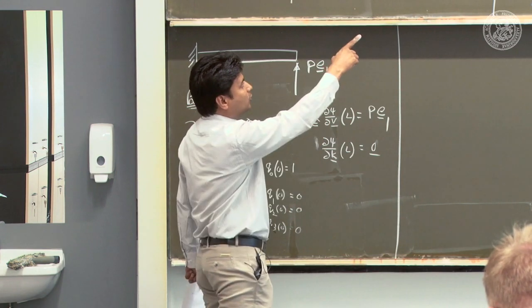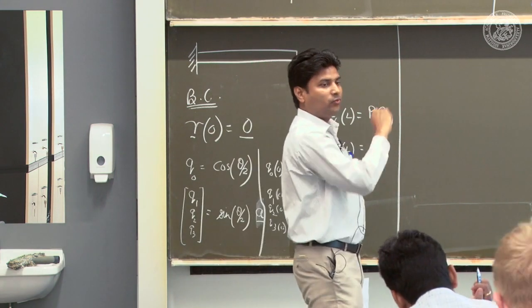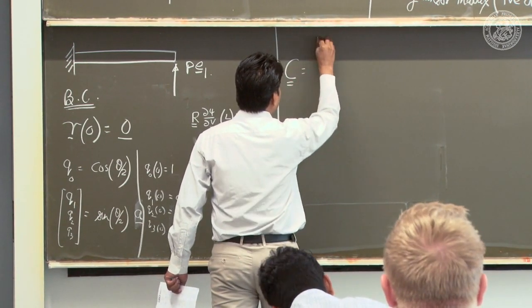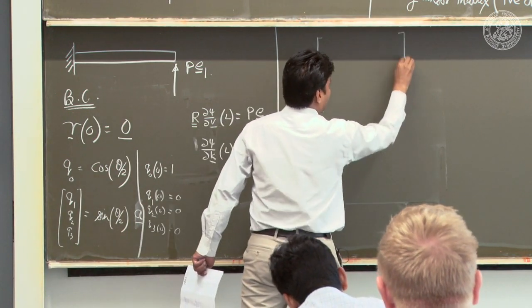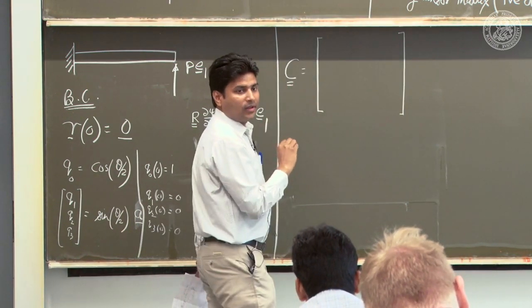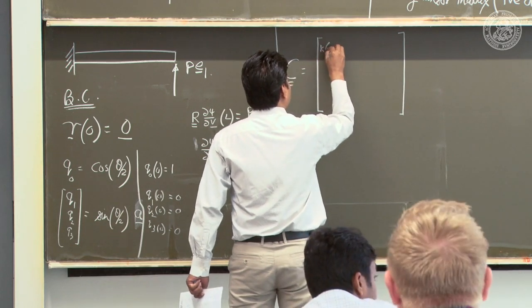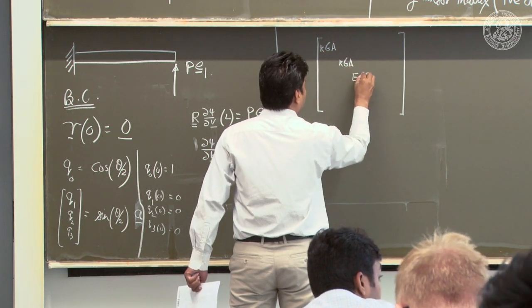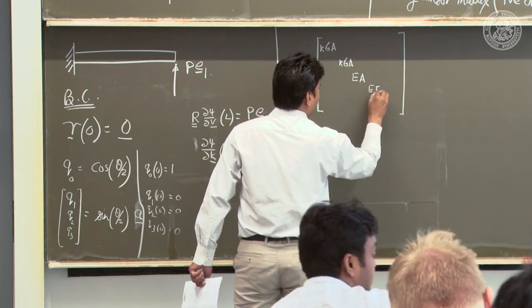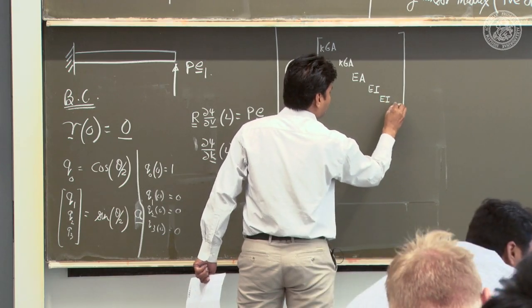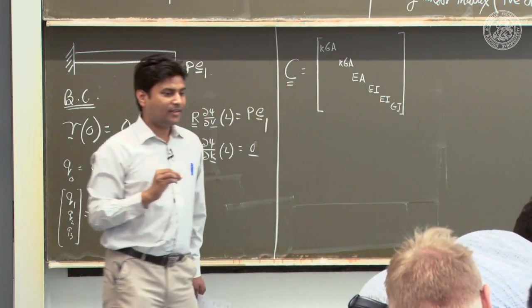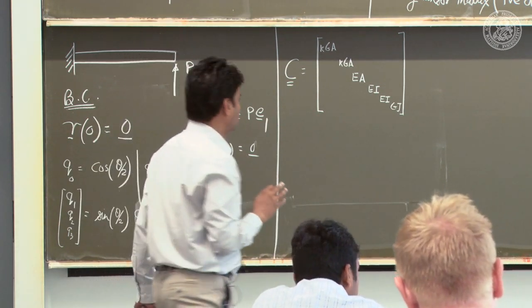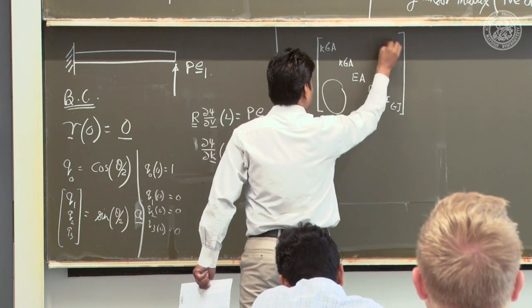What will the C matrix look like for the energy function that we had? So, if we use that energy function, C is simply a diagonal matrix which will have KGA, KGA, EA, EI, EI, GJ. So, C becomes a diagonal matrix, and the off-diagonals are all 0.